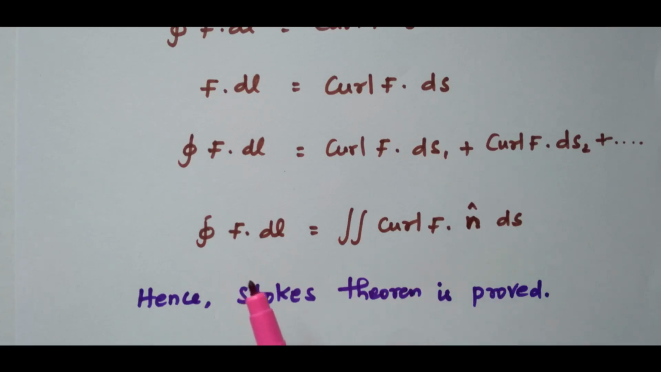First we consider the surface area, then split it into n elements. From the n number of elements, we got this expression. So Stokes theorem is proved. In this video, we discussed the definition of curl, the Stokes theorem statement, followed by the proof. Thank you.